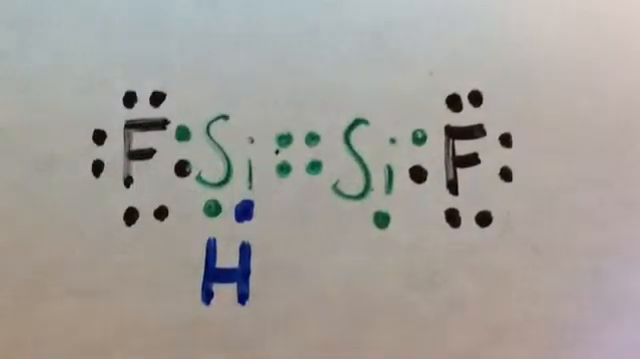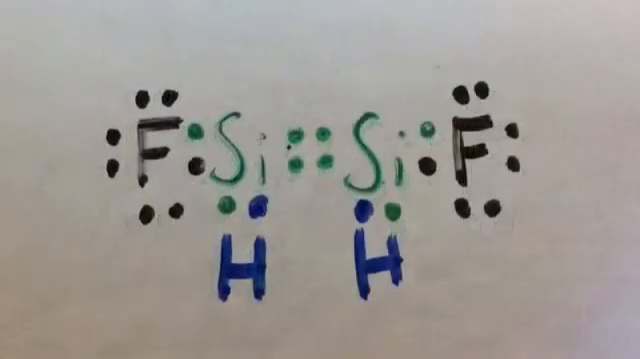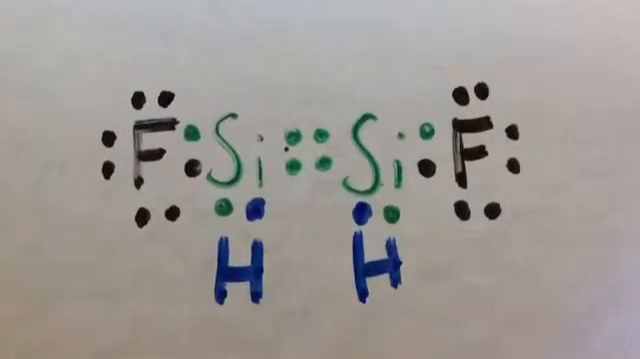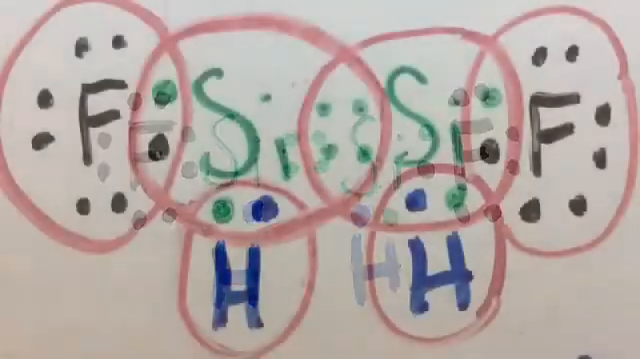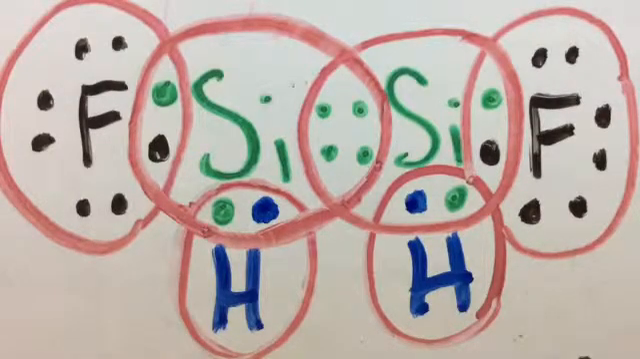To complete the outer shell of hydrogen and have it contain 2 valence electrons, its unpaired electron is bonded with silicon's last unpaired electron. Now the outer shell of each atom is filled. Each of the silicon atoms and fluorine atoms have 8 valence electrons, and hydrogen has 2.